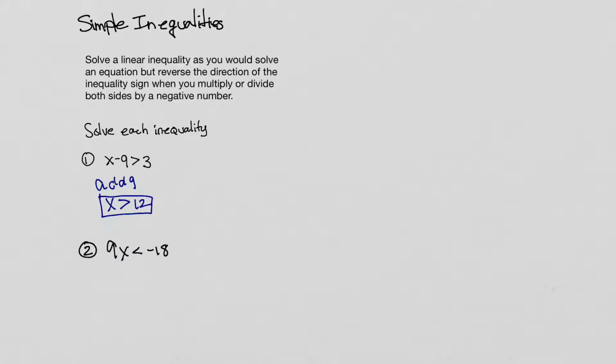Now in number 2, we're going to divide by 9. Now 9 is a positive number, and this does not cause us a problem, right? The only time we have to change the direction of the inequality sign is when we multiply or divide both sides by a negative number. Now we're dividing into a negative number, but not by a negative number. So if you divide this side by 9, 9 divided by 9 is 1, so we just get x less than negative 18 over 9, so x is less than negative 2.